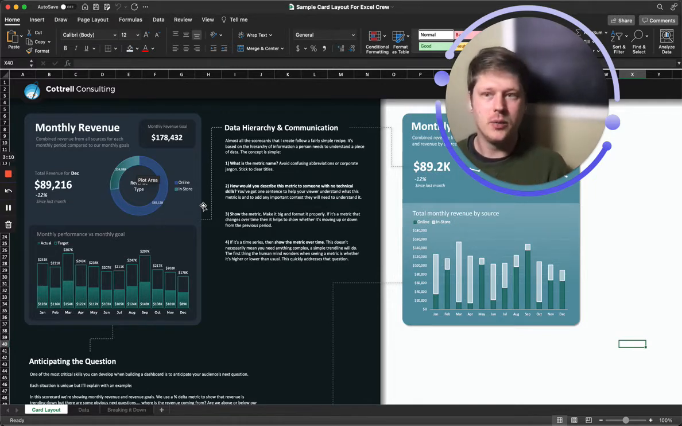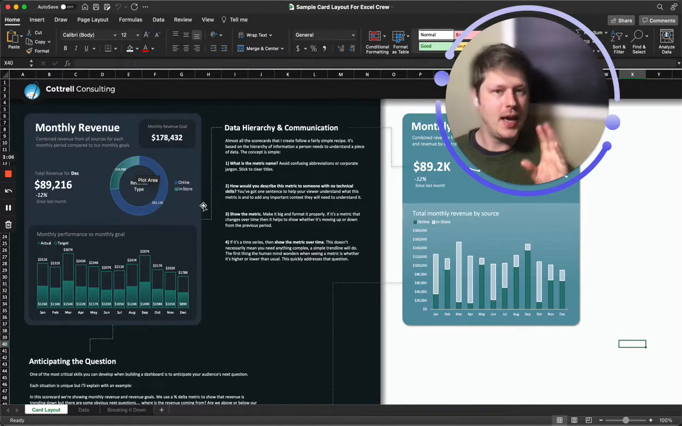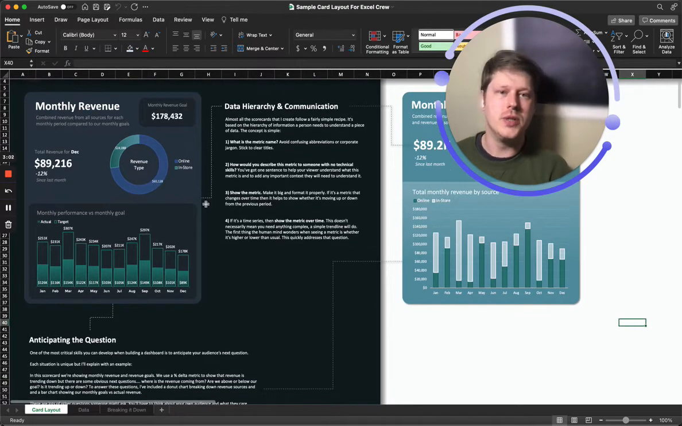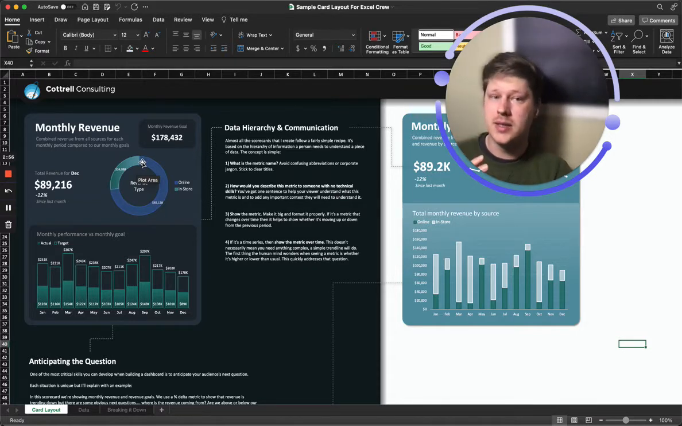You might understand what monthly revenue is, but somebody else might not. That extra little bit of context is going to help them and allow them to use your dashboard in a more meaningful way. But more importantly, somebody who might think they already know, they might not. They might be making some assumptions, and spelling it out for them can really help in those situations.